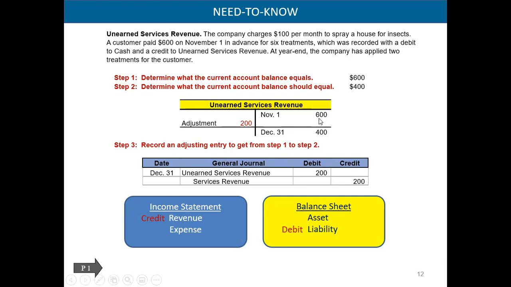And just as it tells us, that journal entry would have been a debit to cash, a credit to unearned revenue. So we see the credit balance in unearned revenue here. And now we get to December 31st, and we sprayed their house in November for bugs, and we sprayed their house in December for bugs. So we've earned 200 of that, so we have to adjust this account. We're debiting unearned revenue, crediting revenue, right? We're just moving it from that unearned ledger account into our earned revenue account.